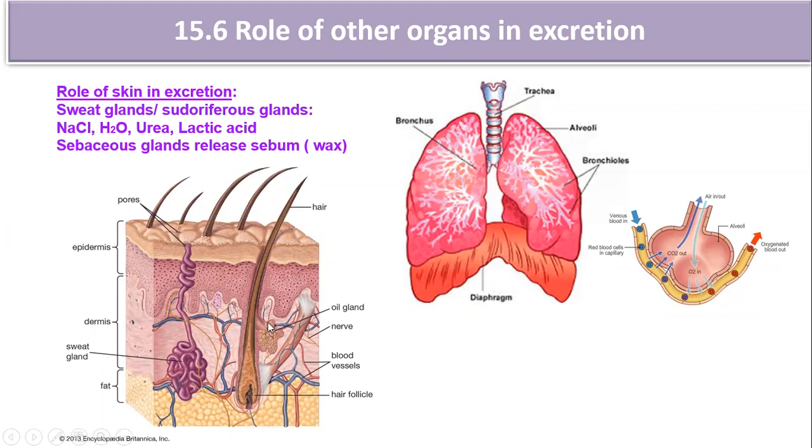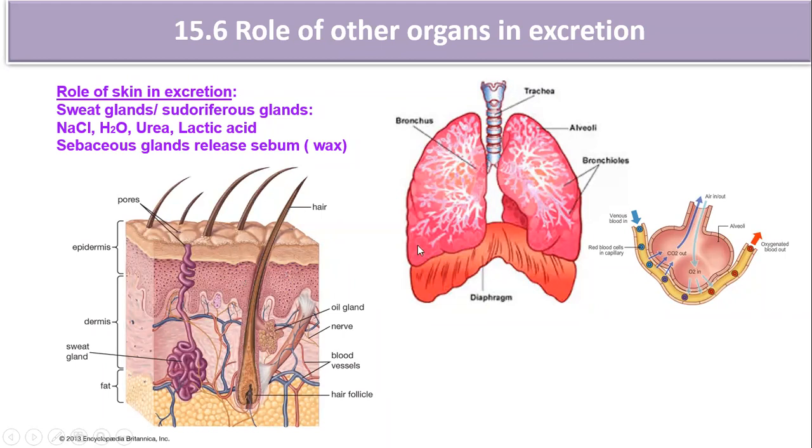Then there is the sebaceous gland, or oil gland, which opens at the base of the hair follicle. Can you see the location? It is present at the neck of the hair follicle and secretes an oily substance called sebum. It lubricates the skin, making it softer, and also protects the skin from infection and injury. This is the role of the sebaceous gland.